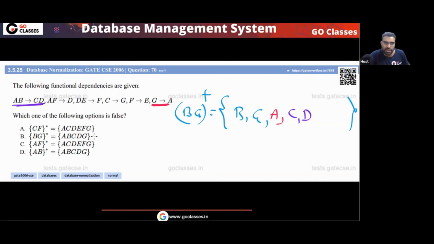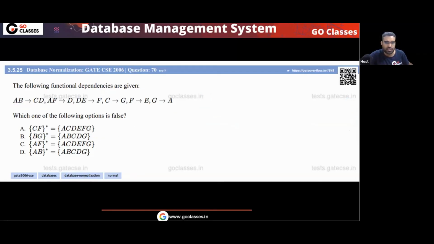So finally I can say, what about this statement? Is this true or false? This statement is actually true, but the question is asking false. Tell me the next one. What about option C? What is the closure of AF?